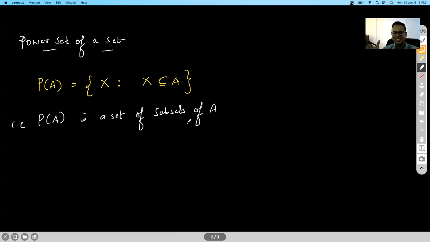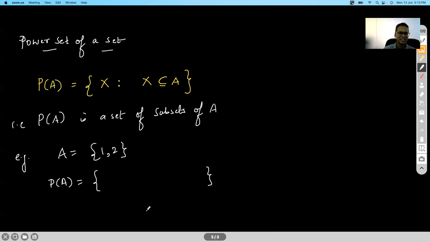Right? So all you need to do is just figure out how many subsets are there for A, and start writing those subsets within curly braces. And that would result into power set of A. Simple as that. Let me give you a very simple example. Let's say I have a set A which contains 1, 2. If I want to write down the power set of A, first of all, I'll make the curly braces to represent that I am going to write a set here. And within this, I'll start putting the elements which are actually the subsets of A.